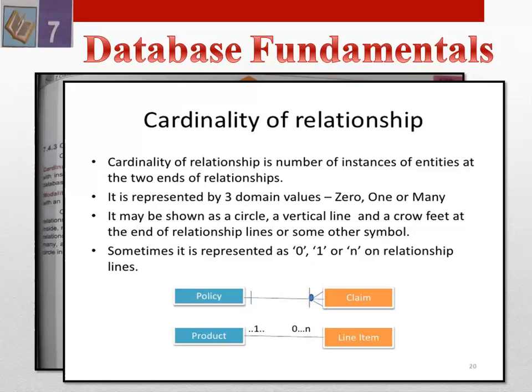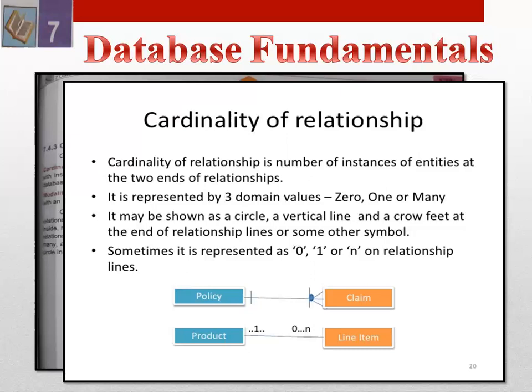The relationship is called optional when the minimum number is 0. The symbol for an optional relationship is 0. The relationship is called mandatory when the minimum number is 1 or more. The symbol of a mandatory relationship is the line.